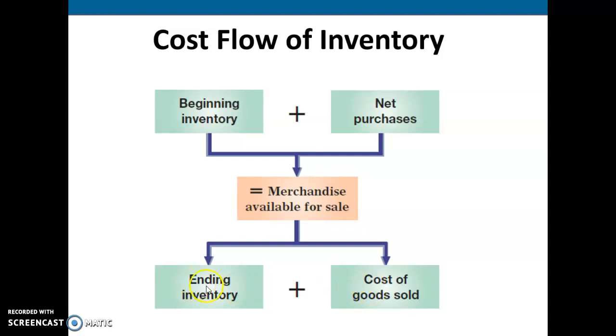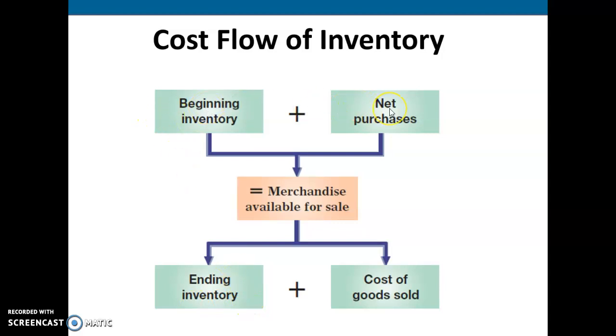And this formula also works backwards. Ending inventory plus cost of goods sold should equal the cost of merchandise available for sale immediately before the sale, and this formula is frequently used, especially in a periodic inventory system, to calculate the cost of ending inventory.